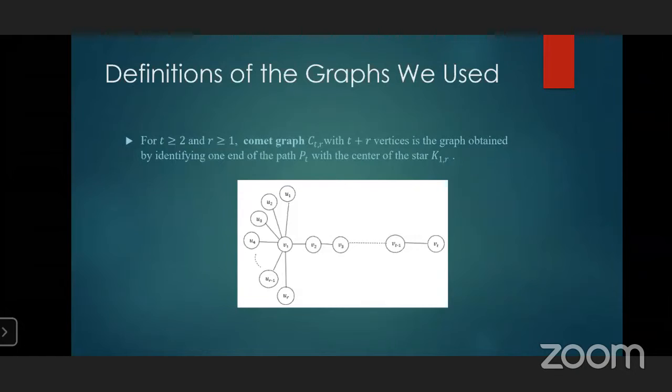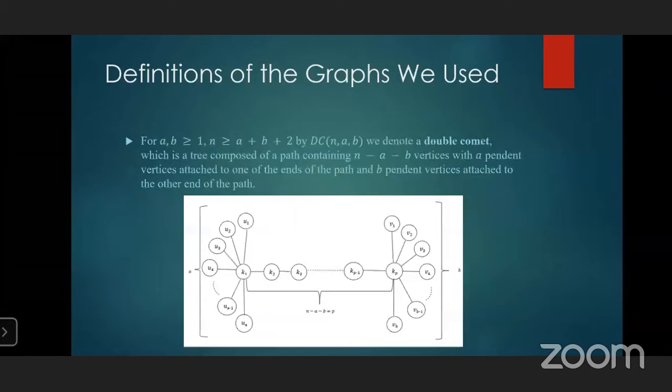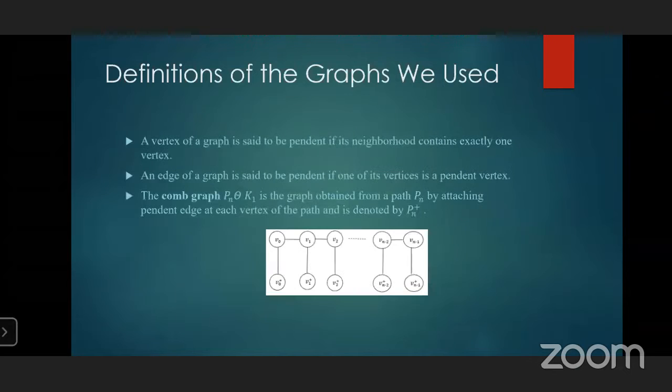After that, we gave the comet graphs definition and the double comets definition here, which we are going to use for Roman domination numbers, and the comb graphs definition here. There are some special graphs, and we are going to find Roman domination numbers of them, and we are going to apply Mycielski constructions to some of them.